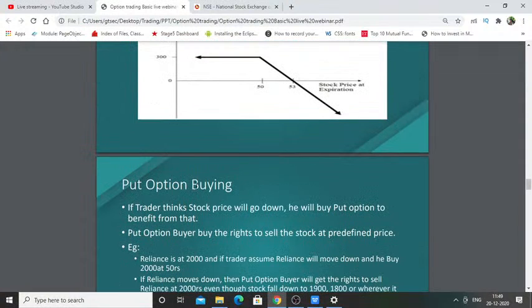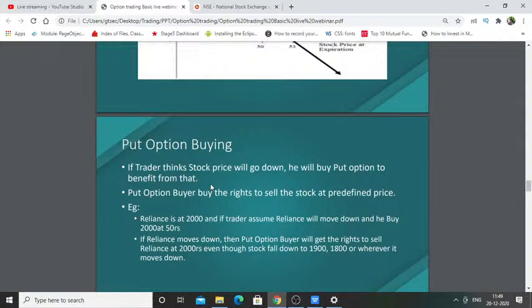Okay, so put option buying. If a trader thinks that the stock will go down, then he will buy a put option to get the benefit from that. If the trader is thinking that the stock will move upside, he will be buying a call option, and if the trader is thinking that a particular stock is going to move down, then he will be buying a put option.